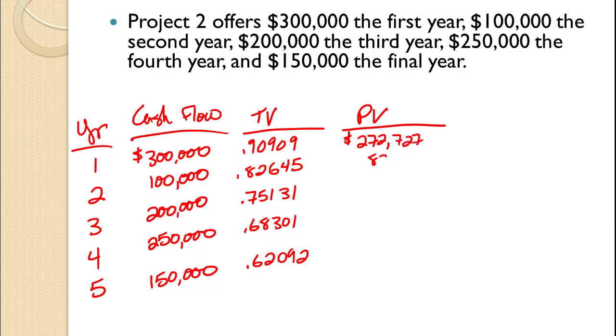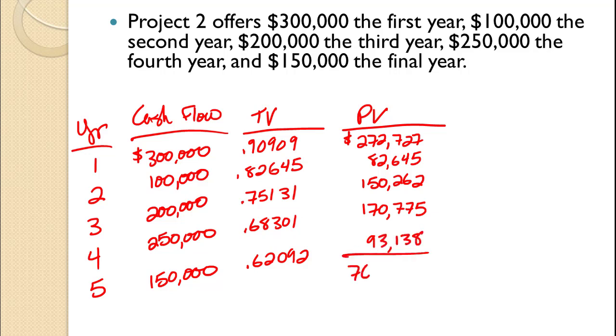And if we multiply all of these across, we get 272,727, 82,645, 150,262, 170,775, and finally 93,138. And if I add those all up, 769,547. So I would compare this again with what I'm being asked to invest, and this is another great decision.